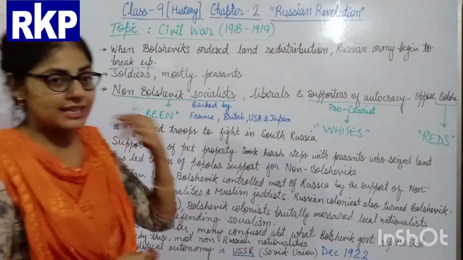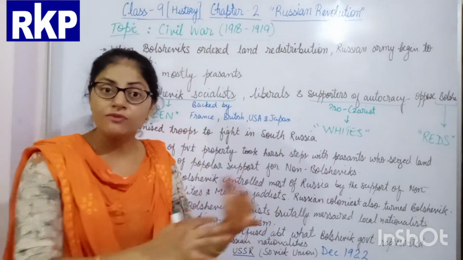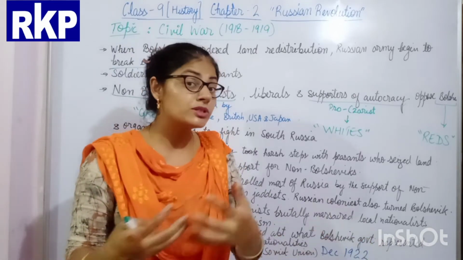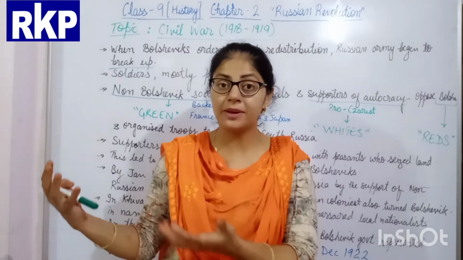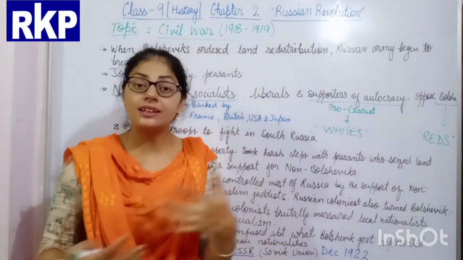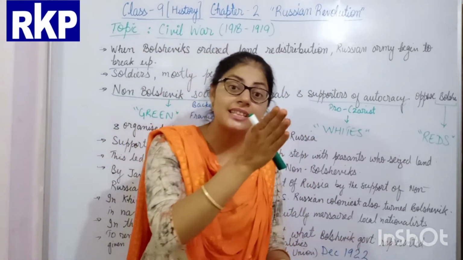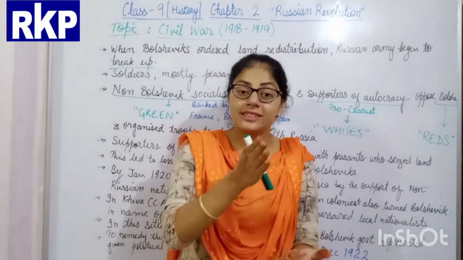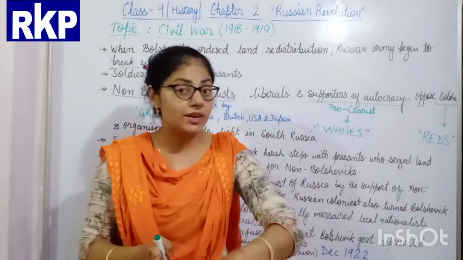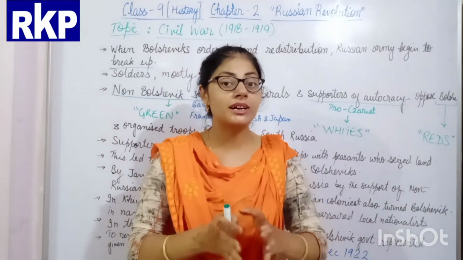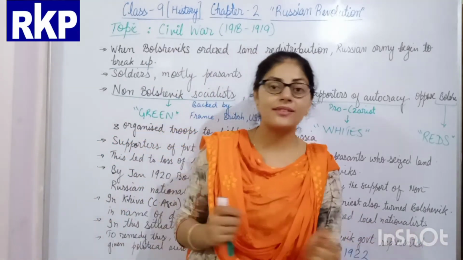And whose land was redistributed? Obviously the land of the landowners, the big landowners. And when their land was redistributed, obviously they protested against this. This protest of the landowners and the peasants taking over the land led to the condition of a civil war in Russia.